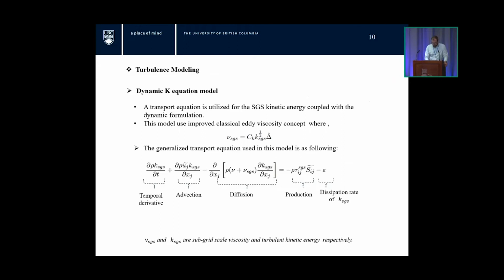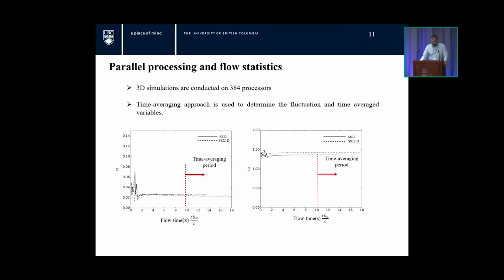The formulation is presented on the slide. We set up and ran the simulations on 384 processors of a cluster, and we monitored the lift and drag coefficients for the airfoil section until we saw the flow reach a statistically steady state, and then we began averaging over a period that corresponds to at least 3 or 4 flow-through times, which corresponds to several hundred cycles of the periodic vortex shedding and transition processes that occur on the airfoil.